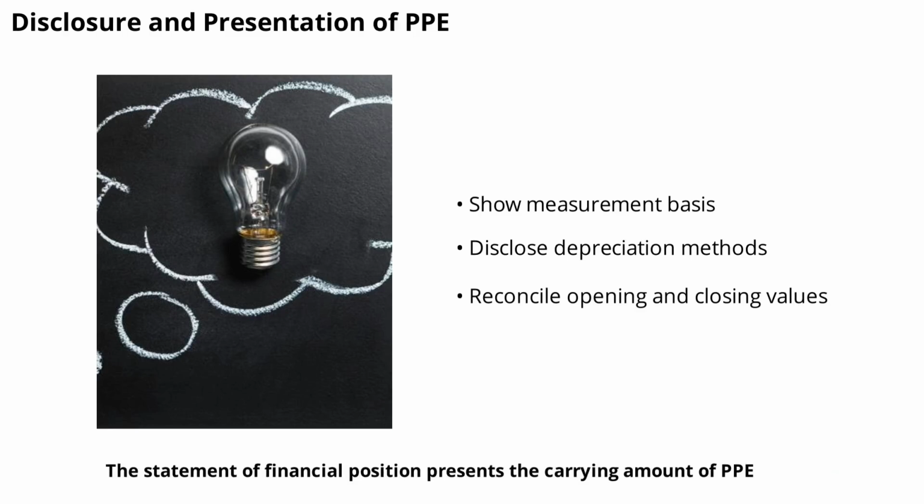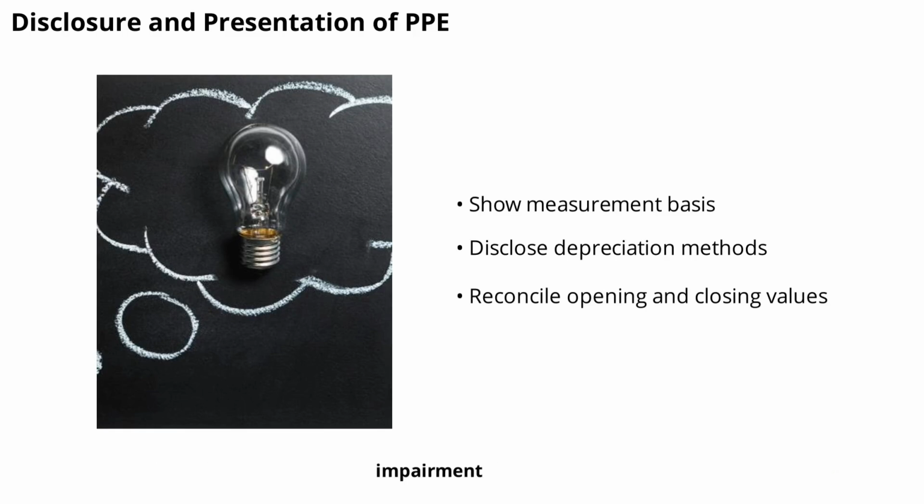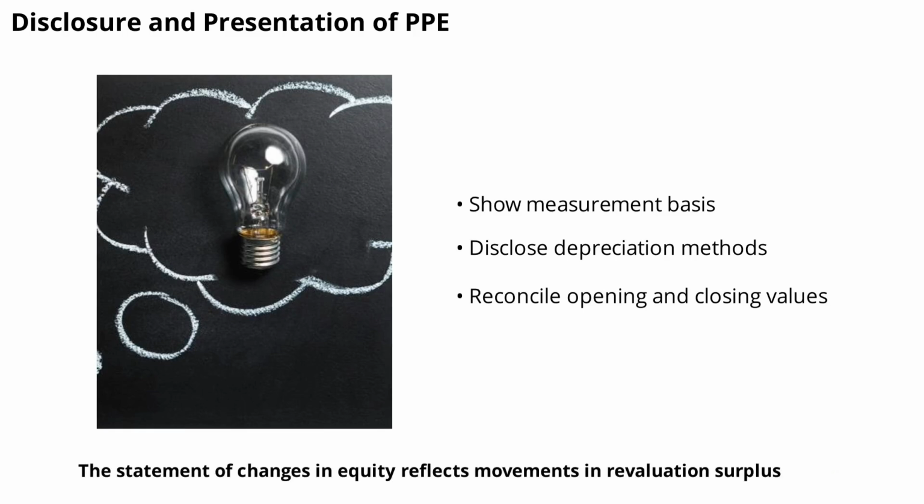The statement of financial position presents the carrying amount of PPE, while the statement of profit or loss and OCI shows depreciation, impairment, and revaluation effects. The statement of changes in equity reflects movements in revaluation surplus. Clear disclosure helps users understand the company's asset management and financial health.